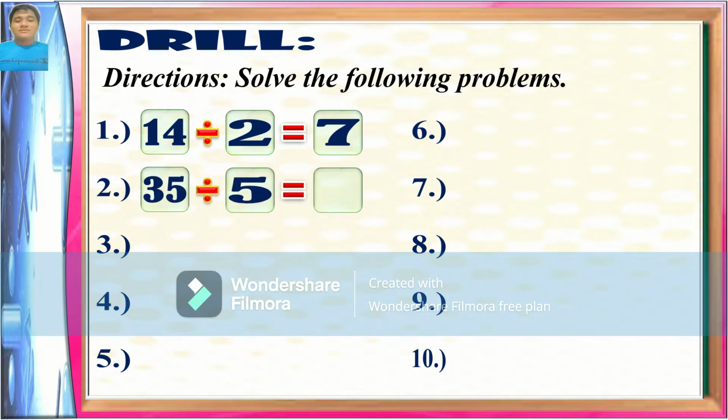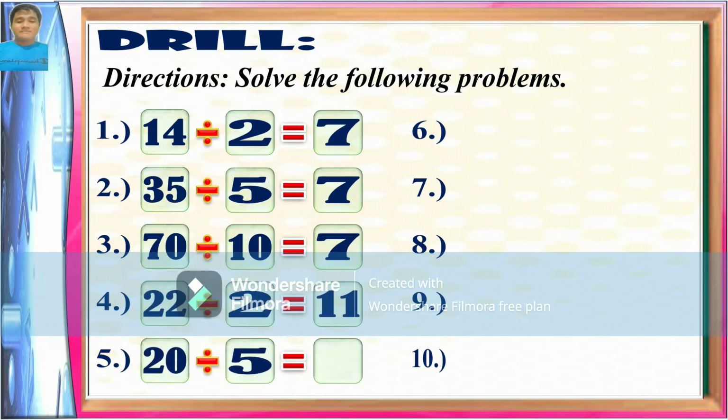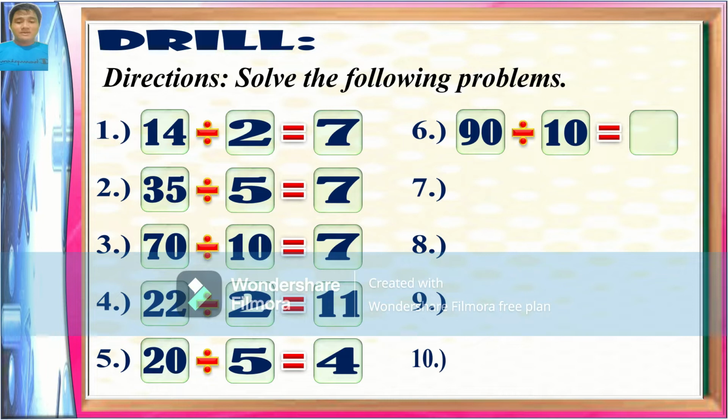Very good. 35 divided by 5 is equal to 7 also. 70 divided by 10 is equal to 7. 22 divided by 2 is equal to 11. That's right. 20 divided by 5 is equal to 4. 90 divided by 10 is equal to 9.